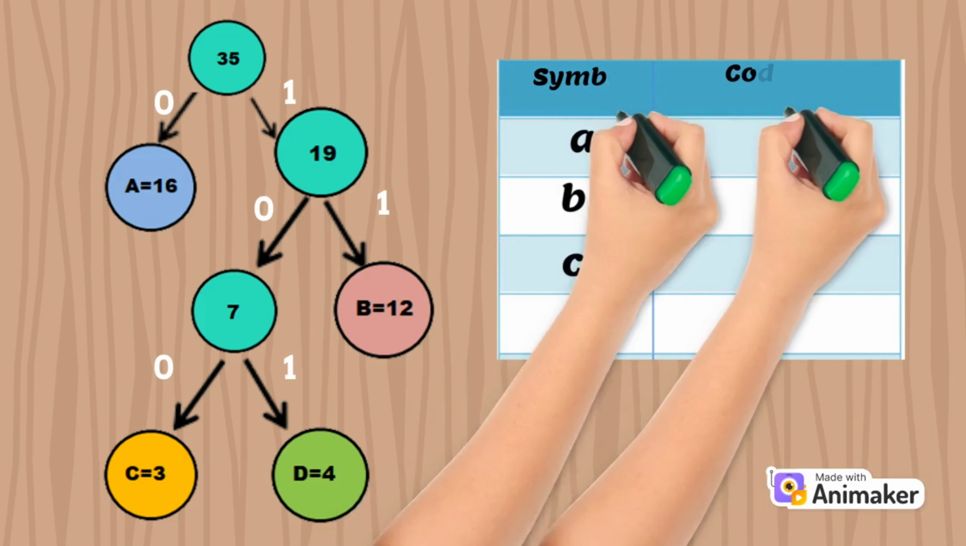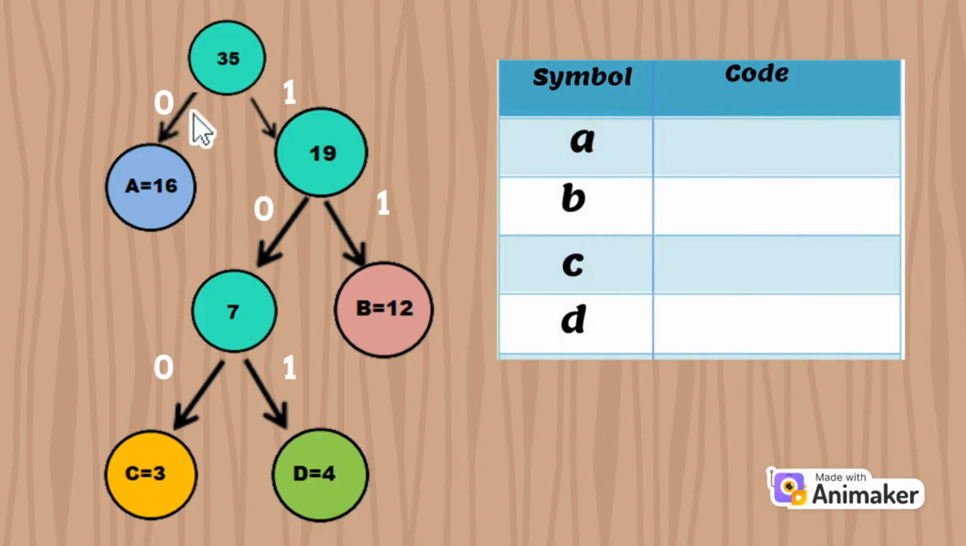For symbol A, following the arrow path, we will get 0. For symbol B, we will get 11. For symbol C, we will get 100. And for symbol D, we will get 101 respectively.